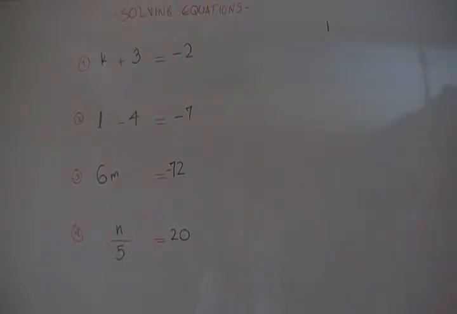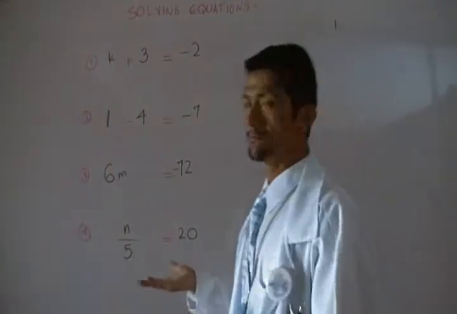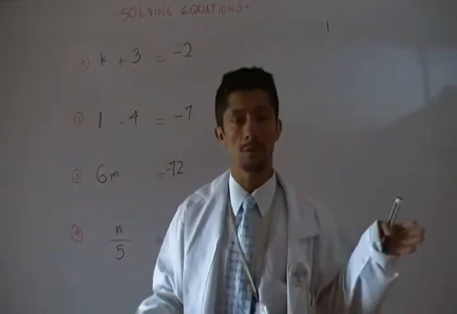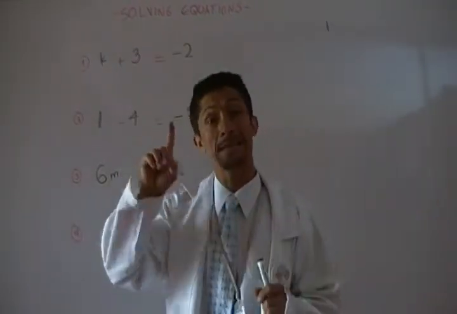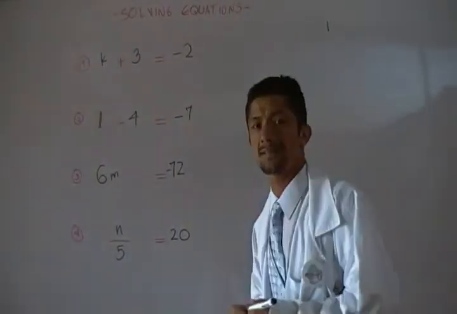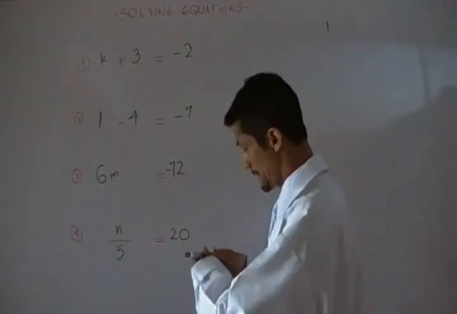In solving equations, we're going to use the properties of equality. Whatever you do to one side of the equation has to be done to the other side, so you keep the balance, or the equality, taking into consideration the equal sign that characterizes equations.